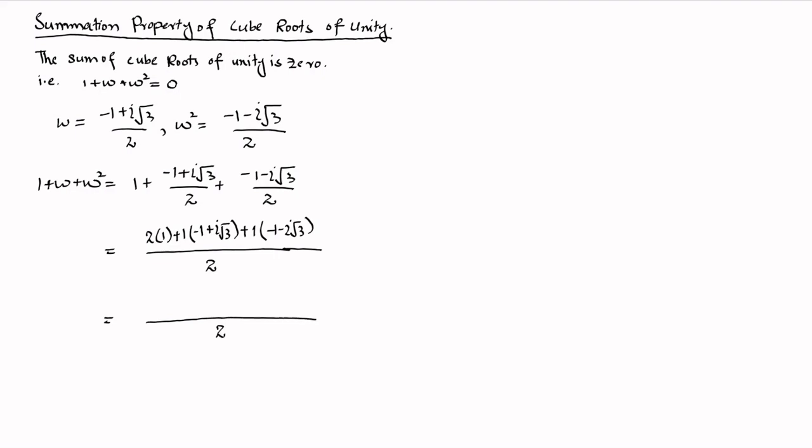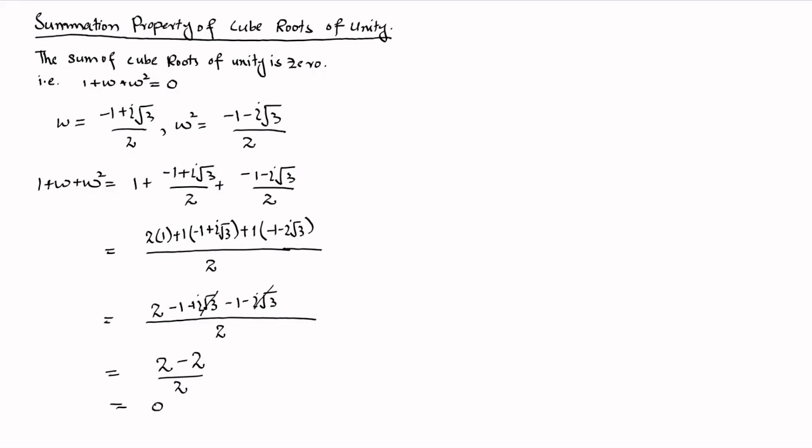Denominator 2. 2 multiplied with 1 is 2, plus 1 multiplied with minus 1 is minus 1, plus iota square root 3, plus 1 multiplied with minus 1 into minus iota square root 3 is minus 1, minus iota square root 3. Plus iota square root 3 cancels out with minus iota square root 3, and 2 minus 1 and minus 1 is minus 2 divided by 2.